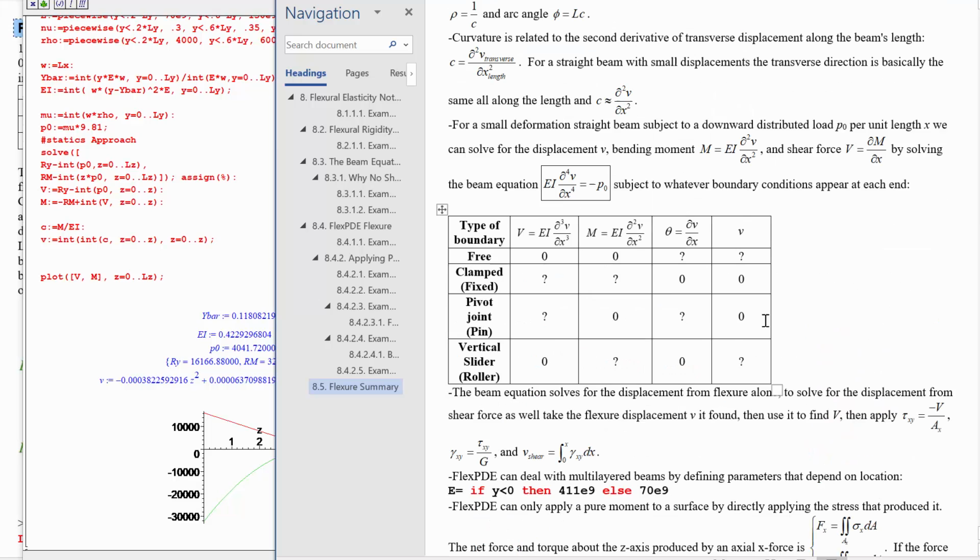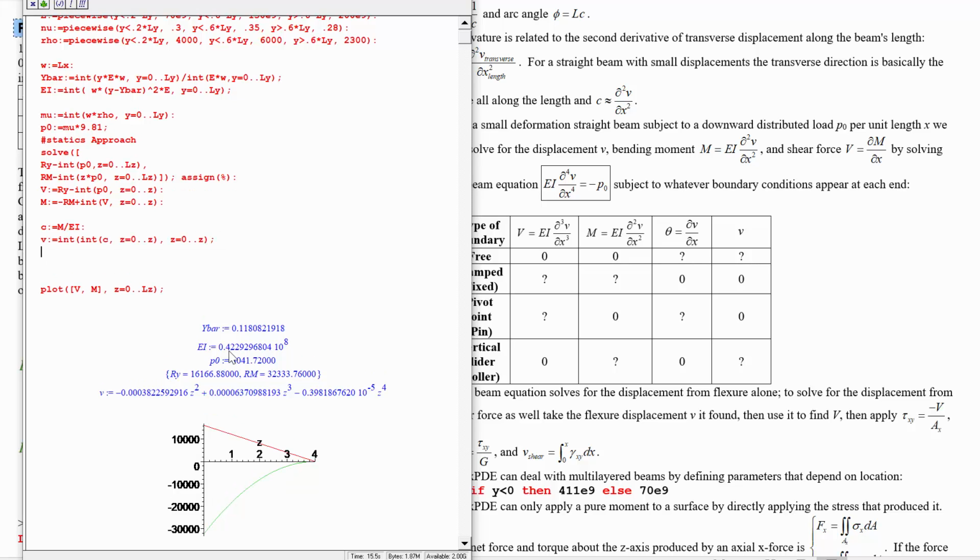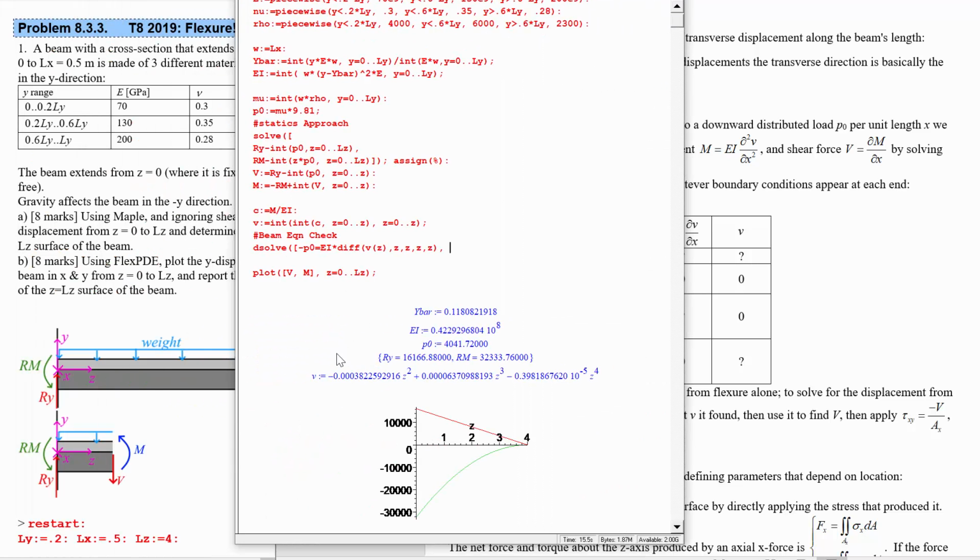So let's go to our summary of stuff that's going on here and see if we can work out how that works. Rather than doing this approach to figure out the displacement, we could instead say, beam equation check, dsolve the differential equation that negative P naught is equal to EI times the fourth derivative of V at z with respect to z. And we're going to solve that subject to the boundary conditions that we have for a beam that is fixed on the left end and free on the right end.